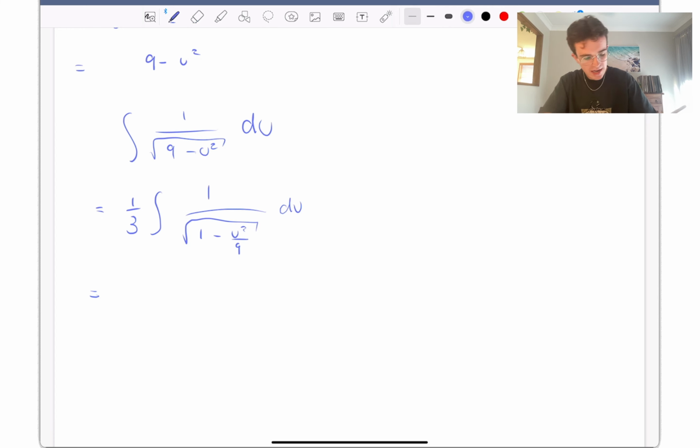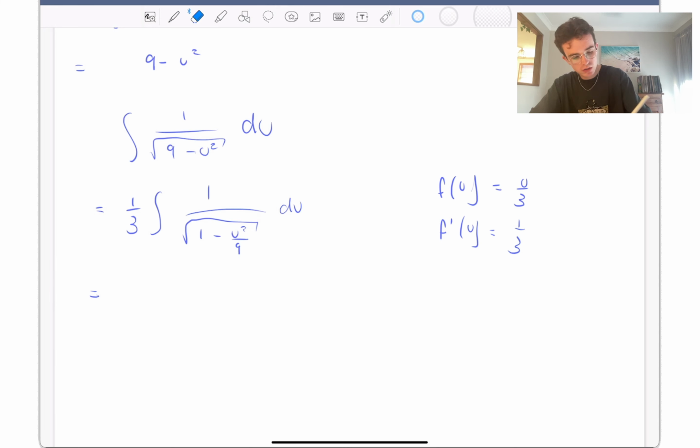Again, we would like to say, well, first up, that f of u is equal to u on 3. That's because its squared is u squared on 9, which is this down here, and f dash of u is 1 on 3. So in an ideal world, we want a 1 on 3 up here, but to do that I need to times this by 3. So that 1/3 and that 3 will die, and we're left with sine inverse of f of u, which is u on 3, plus c.